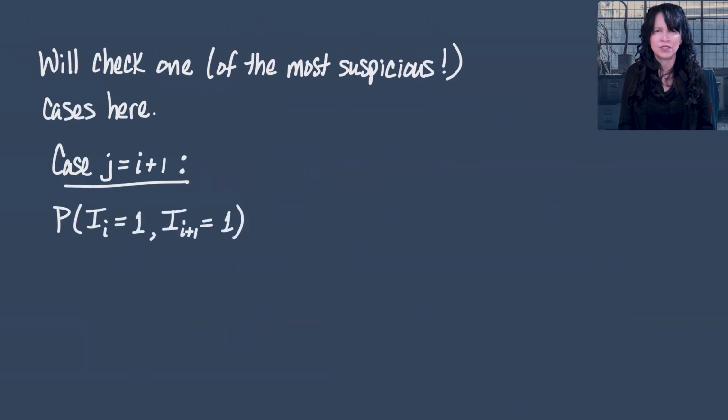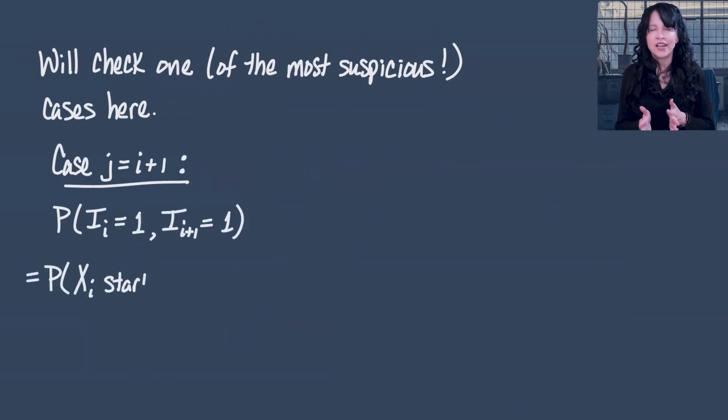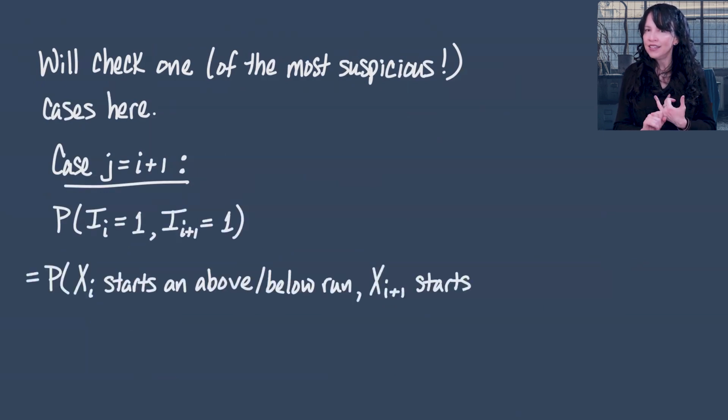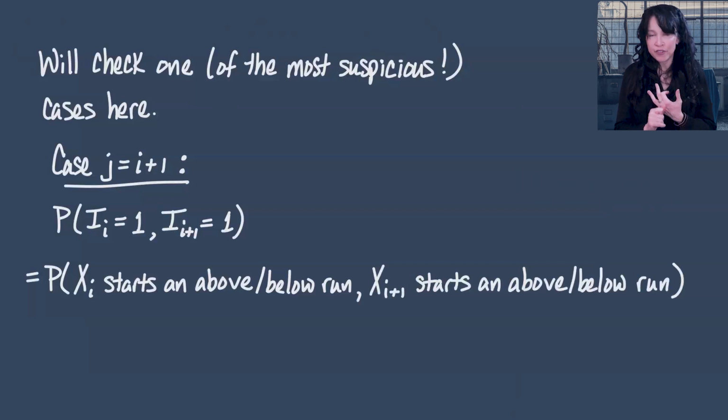Once you see this, I'm sure you can do the rest if you care to check. So let's look at the probability that I sub i equals 1 and I sub i plus 1 equals 1. Now, when do these things happen? This will happen if and only if the ith value in my sample from my random number generator, my x sub i, is starting an above or below run, and at the same time, x sub i plus 1 is starting an above or below the mean run.